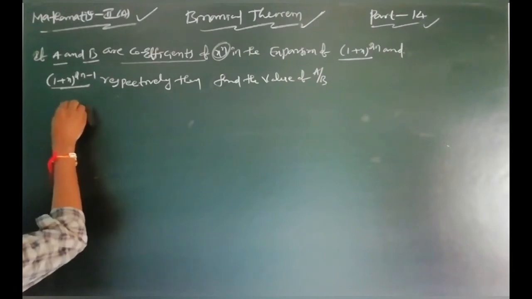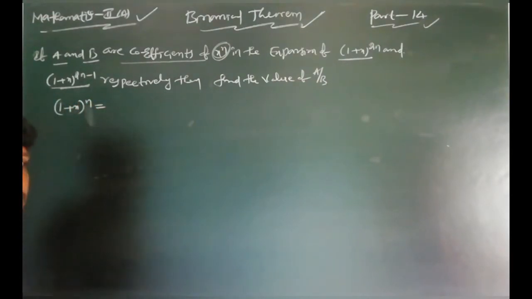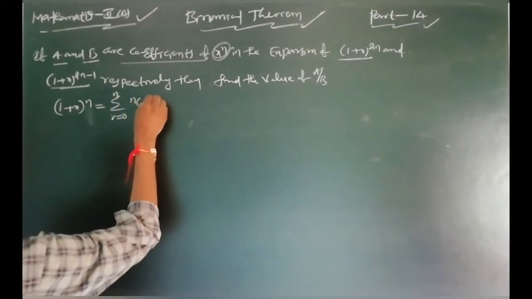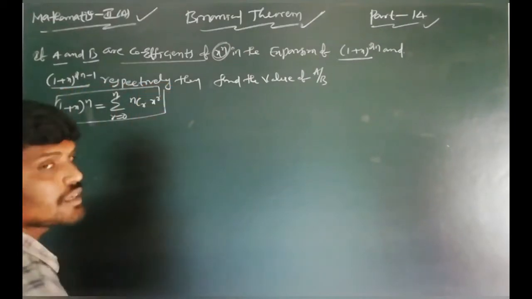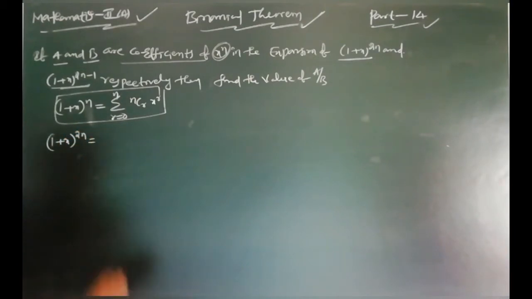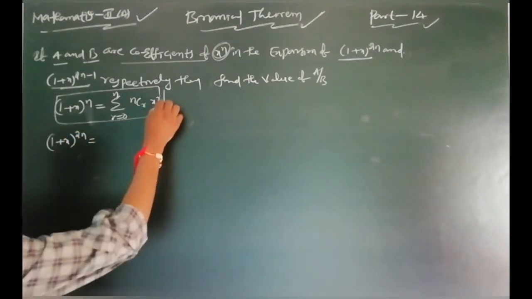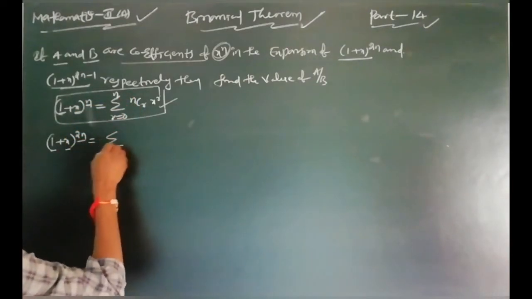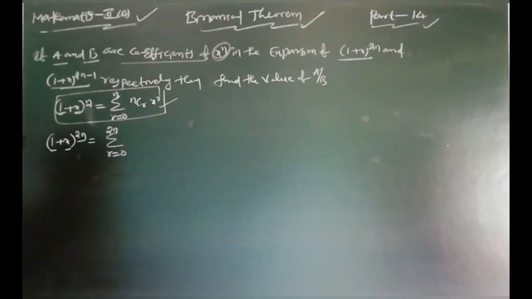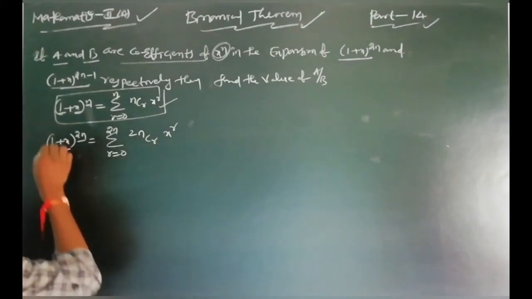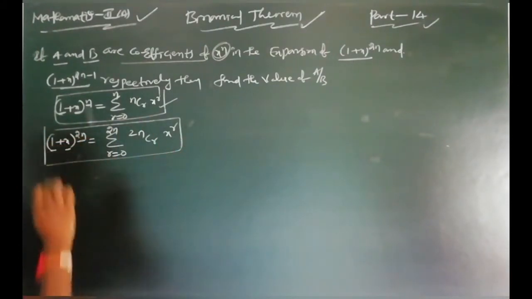First you can write (1 plus x) whole power n in simplest form: summation of r equal to 0 to n, nCr x power r. This is the formula. Take the first function, (1 plus x) whole power 2n. In this formula, in place of n, 2n is there. You can write summation of r equal to 0 to 2n, 2nCr x power r. This is the simplest form of (1 plus x) whole power 2n.